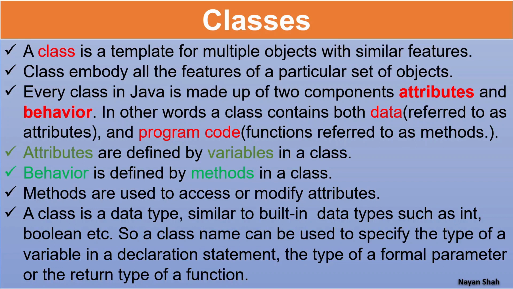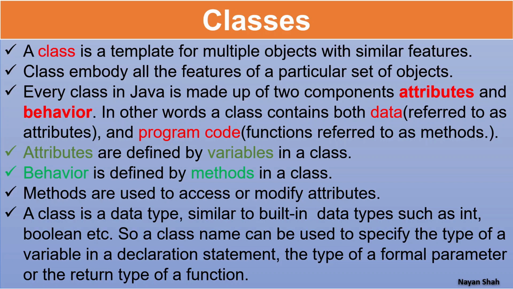So now let us understand what is classes in Java. A class is a template for multiple objects with similar features. So we create a class in order to create multiple objects, more than one objects or as many objects we want. But only thing is those objects will be of the same class. So all those objects will be same as they are defined in the class. So class is a template.